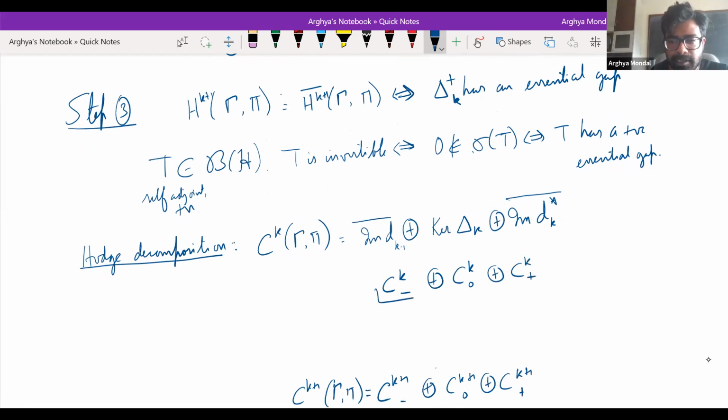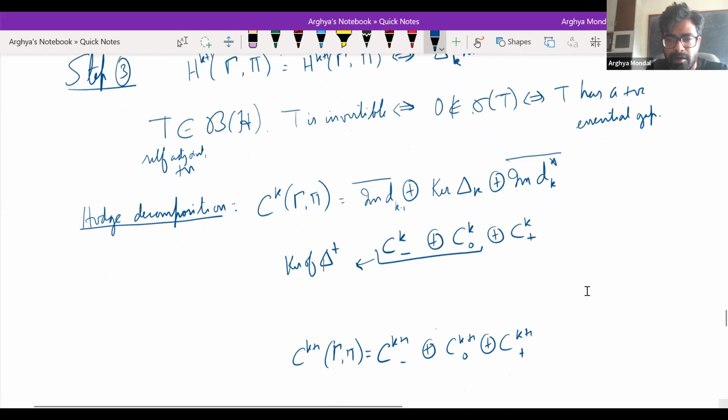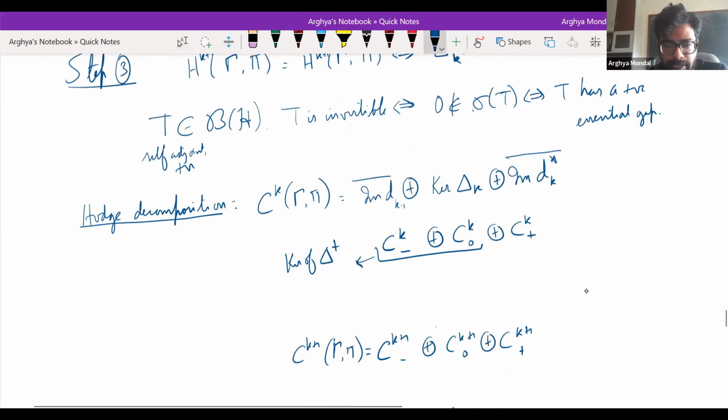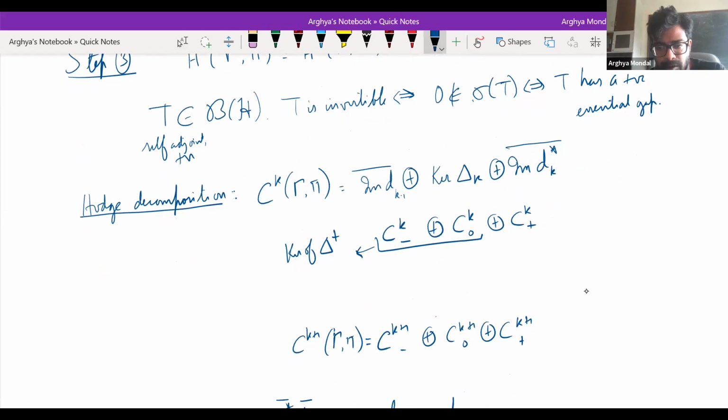And note that this is the kernel of delta plus. And also D goes from here to the next one, CK plus, the next quotient complex. And here, this is the kernel of, let's say, D. And this is the kernel of D star. And so what I can do is I can think of D just as a map from here to here.